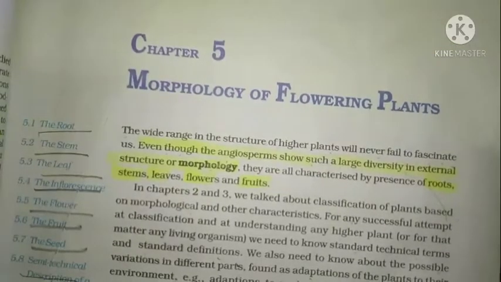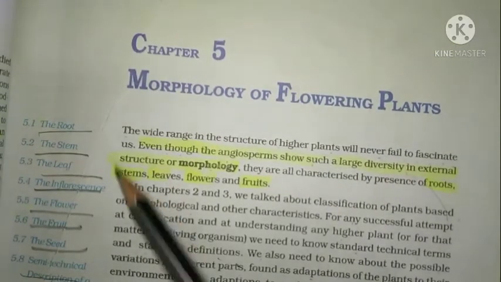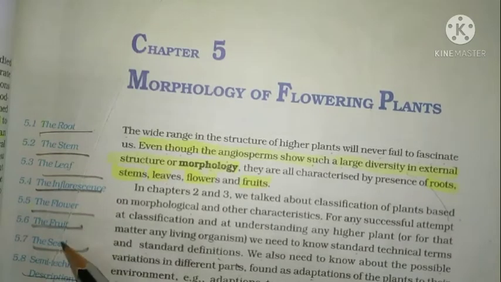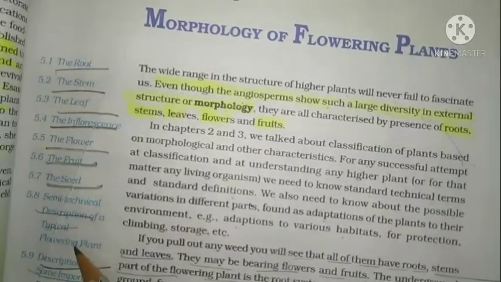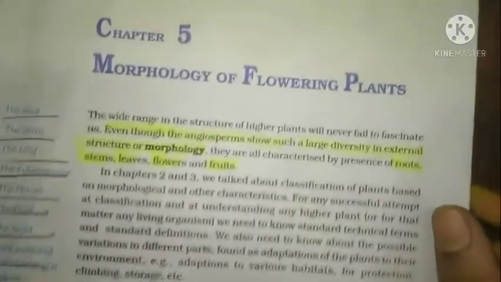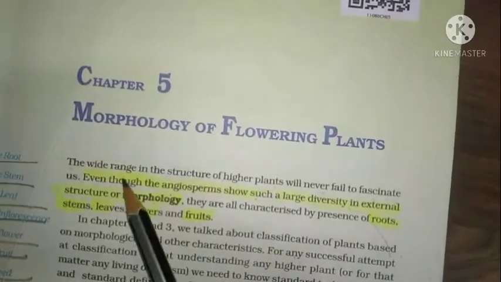Morphology of the flowering plant. In this chapter, we will read about the root, the stem, the leaf, the inflorescence, the flower, the fruit, and the seed, with semi-technical descriptions of a typical flowering plant, or a description of some important families. Morphology of the flowering plant.